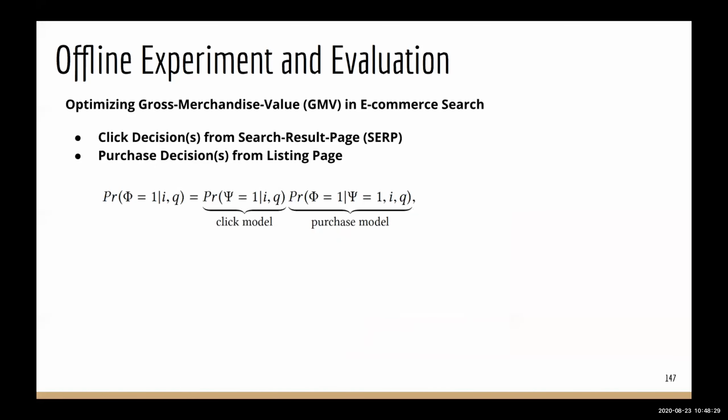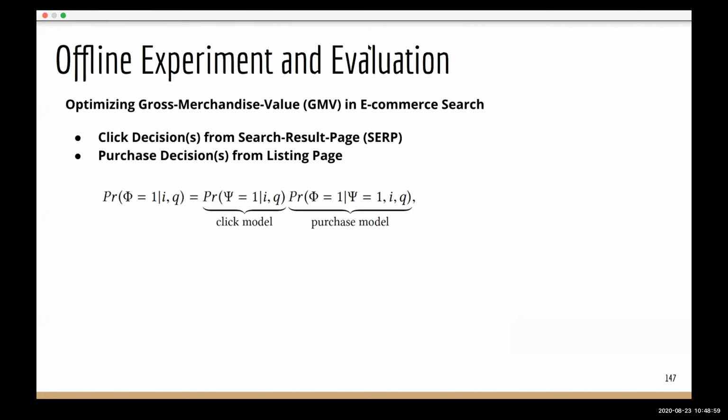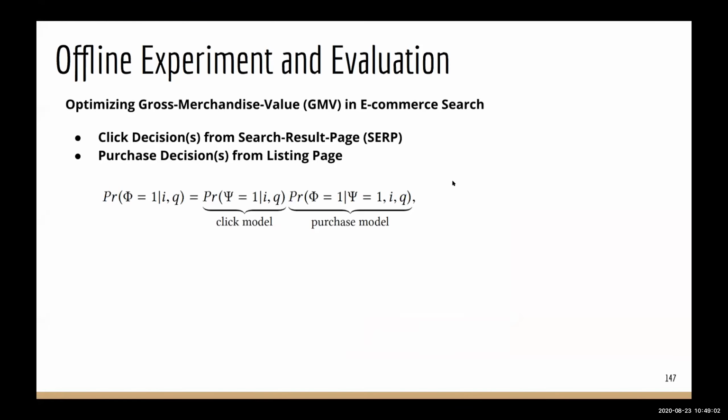So if we think about it, can we write it down in some form? Can we describe these two steps in some kind of mathematical way? In this particular case, we decompose the decision making into two parts. One is from the search result page, you need to click, so which one to click? That's a click model. Then once you go to the product page, you have the purchase model, where you make a decision whether you want to purchase.